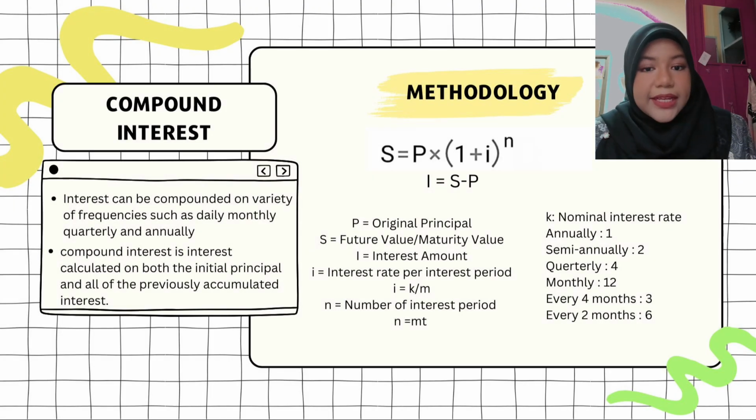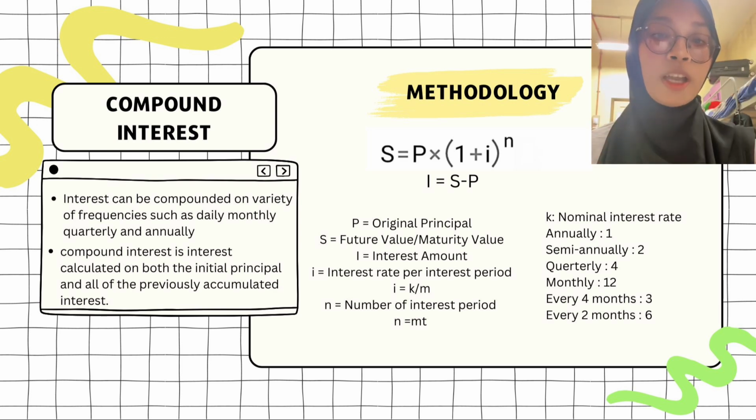Compound interest. What is compound interest? Interest can be compounded on a variety of frequencies such as daily, monthly, quarterly, and annually. Compound interest is interest calculated on both the initial principal and all of the previous accumulated interest.